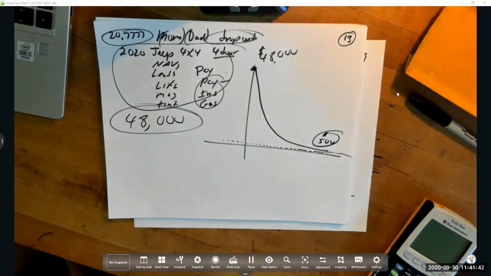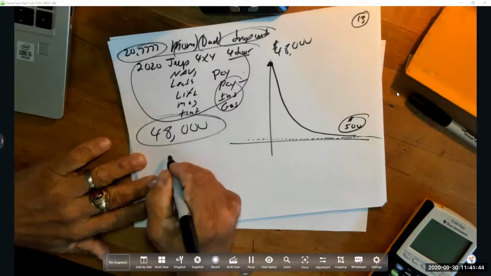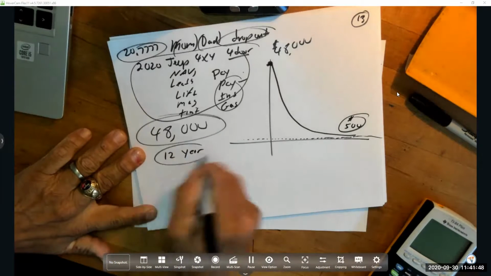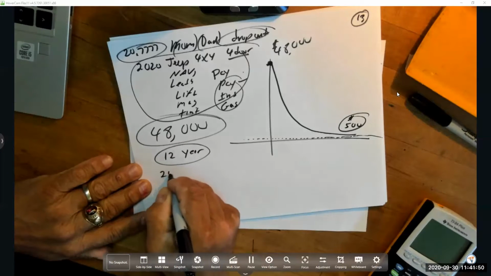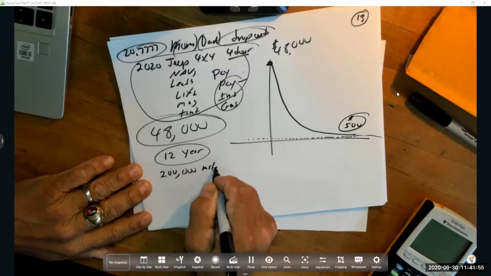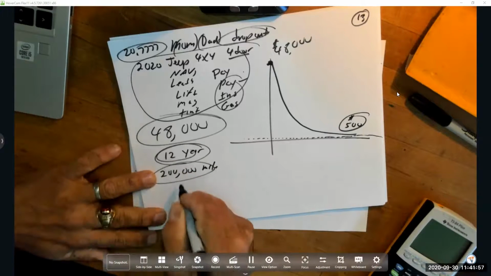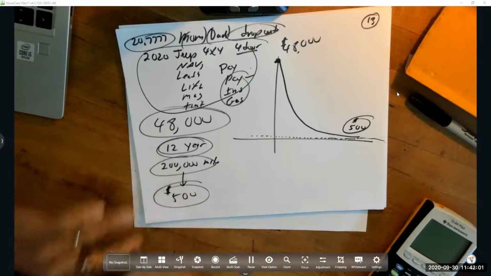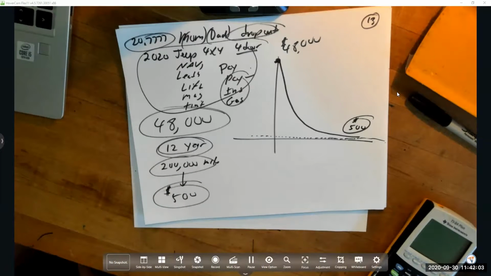$500. In other words, if your Jeep is 12 years old and has like 200,000 miles on it, when you go to the place, they're going to say, you know what, your Jeep's only worth $500. That's all we're going to give you. It has a bunch of miles and years on it. That's all it's worth. $500.